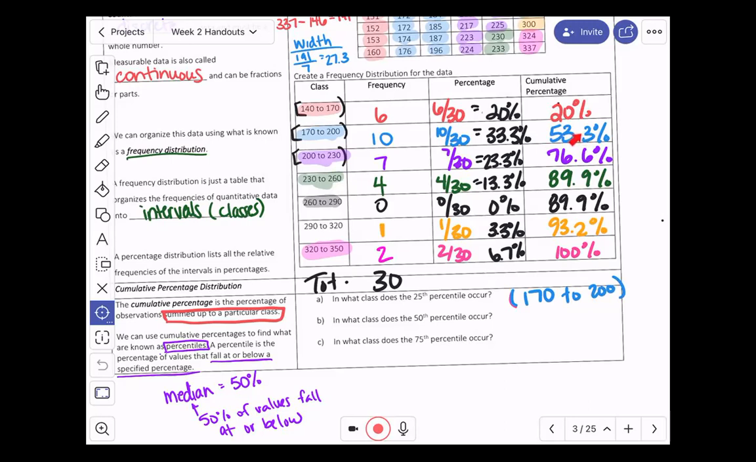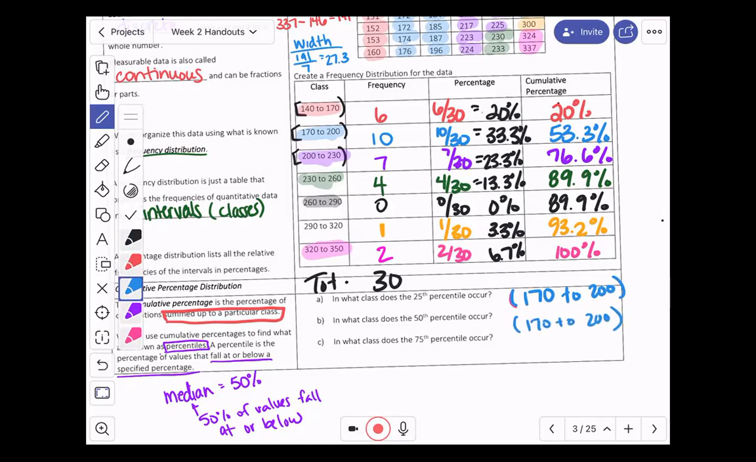What about the median? What class does the 50th percentile occur in? Same class. It also occurs in the same class. And in what class does the 75th percentile occur? 200 to 230. Good. The very next class, right? 200 to 230. And that's how you do that, all right? That's how you determine it based off the classes.